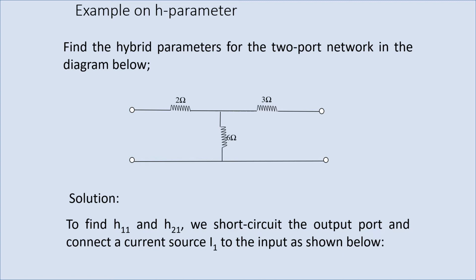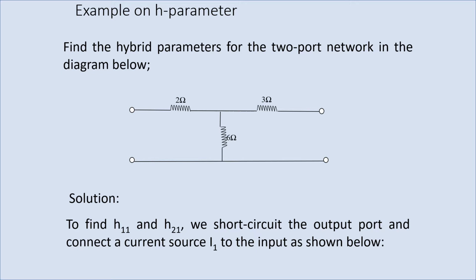So in solving for hybrid parameters, you solve for H11, H12, H21, and H22. In solving for this, we'll take two parameters at a time and solve just like we have been doing for other parameters. Another two we will solve at another time. Now for us to solve H11 and H21, remember that to calculate them in our formula, our V2 must be equal to 0.